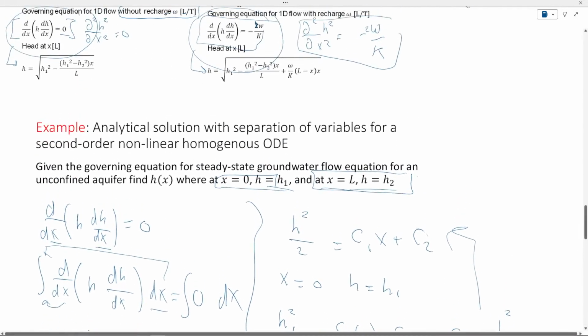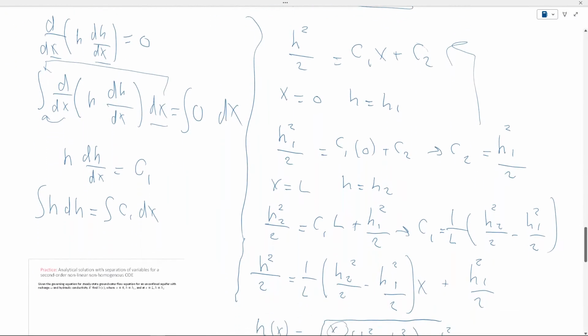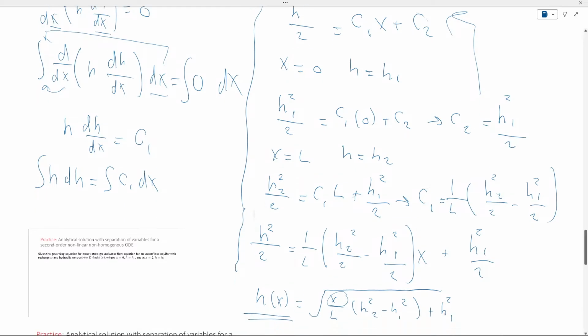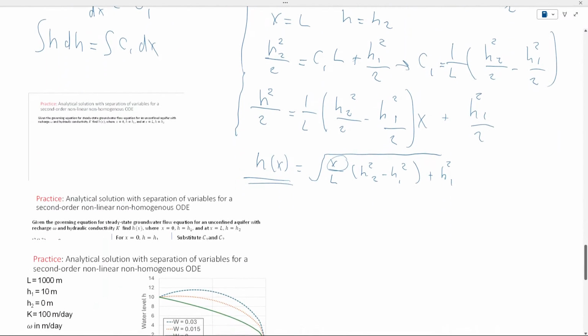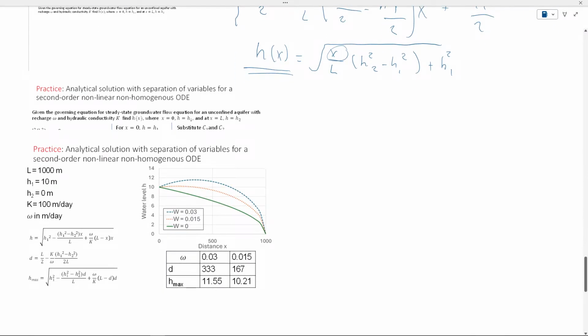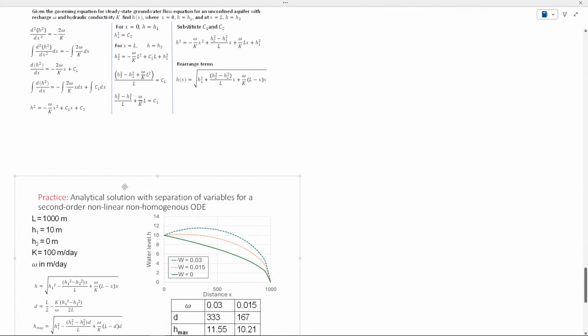So anywhere inside, like here or here or here or here, I could know my hydraulic head. Yeah, and if I know my hydraulic head, I can know my flux, and if I know my flux, I could know about, for example, groundwater velocity, and I can do other things. Yeah. So here, this is a practice problem.